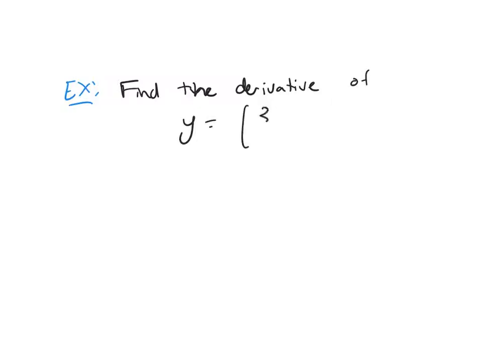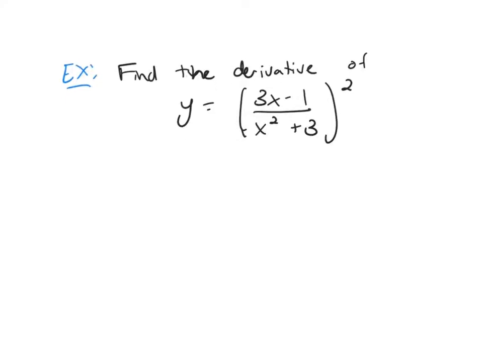Let's look at some more chain rule problems. So let's find the derivative of the function y equals (3x minus 1 over x squared plus 3) squared. So here I see I have an inside and an outside. The inside part consists of this quotient, and then the outside is the squared function.